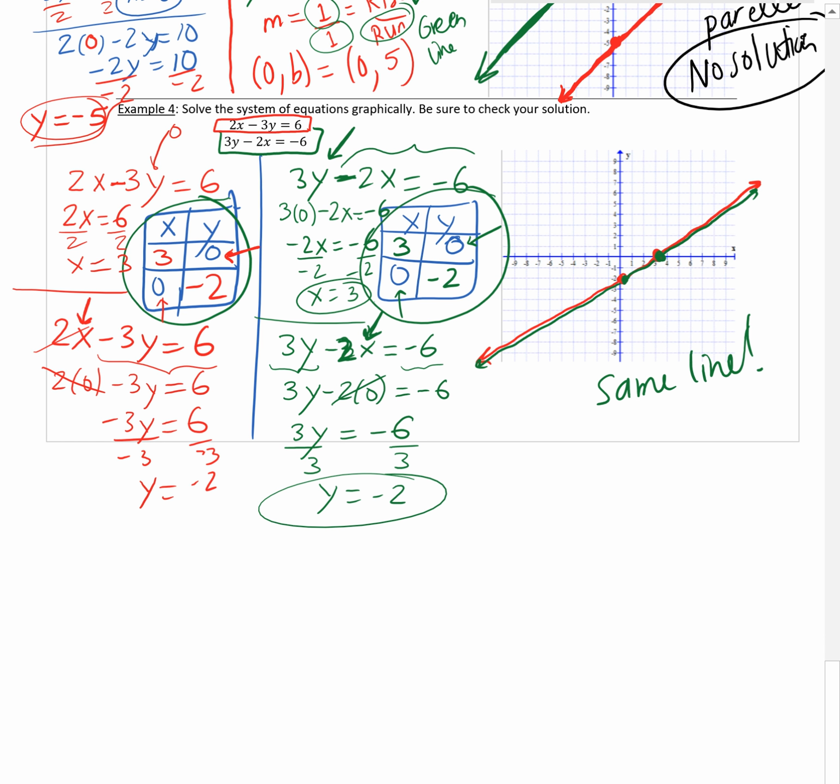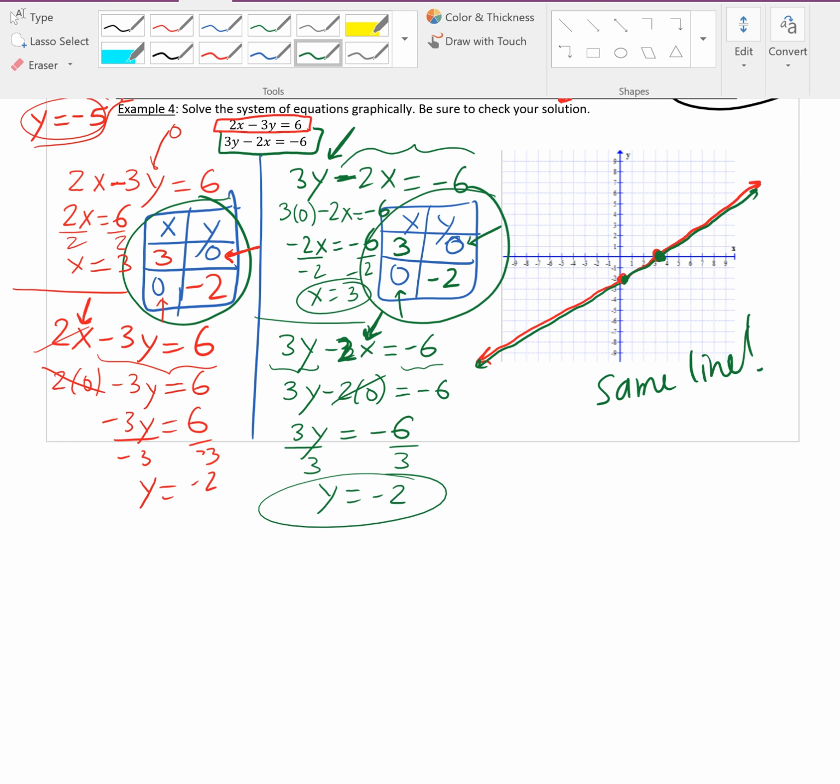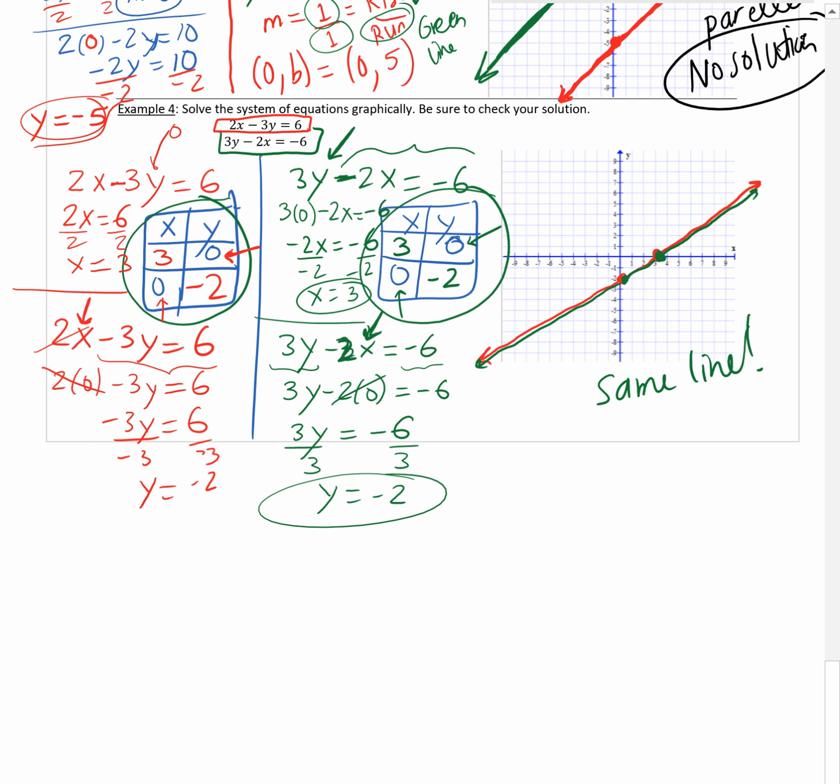Okay. That's crazy. And remember up above, in the very top of the first page of the section, it said that when they're the same line, that means you're going to have infinite solutions. Because what you want is, where do they intersect? And since they're the exact same line, they intersect everywhere. Every single point on the line is a solution.